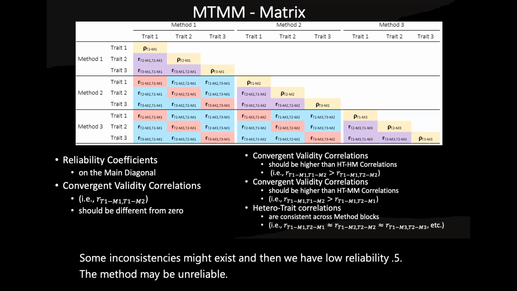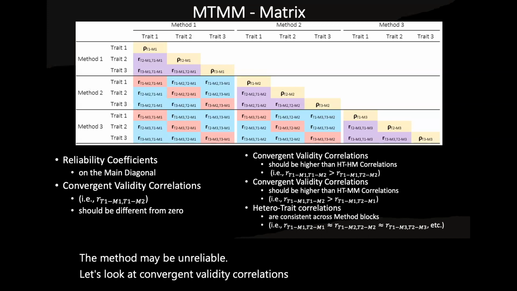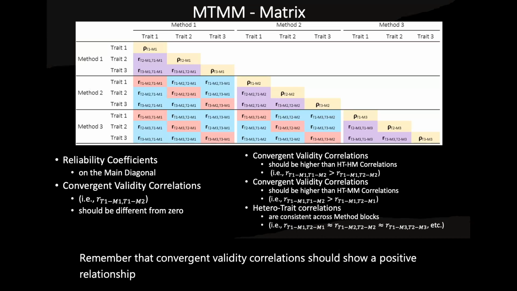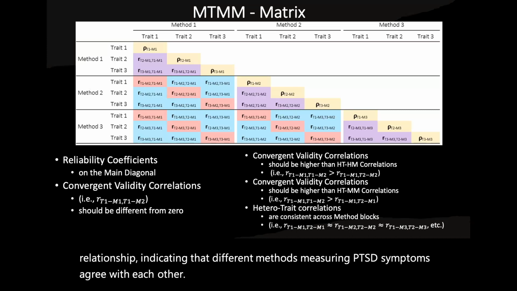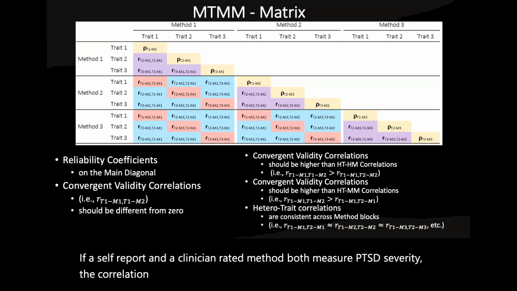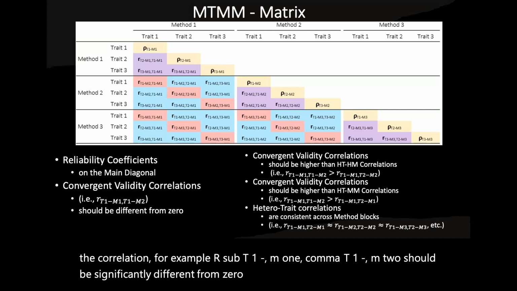Let's look at convergent validity correlations. These should be different from 0. Remember that convergent validity correlations should show a positive relationship, indicating that different methods measuring PTSD symptoms agree with each other. If a self-report and a clinician-rated method both measure PTSD severity, the correlation, for example, R sub T1-M1, comma T1-M2, should be significantly different from 0 and ideally close to 1.